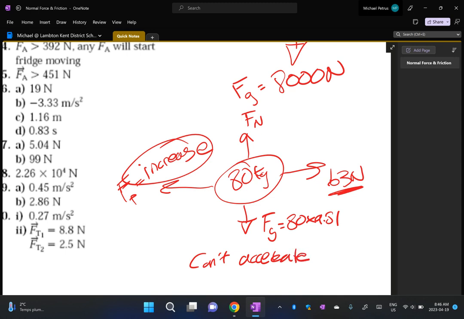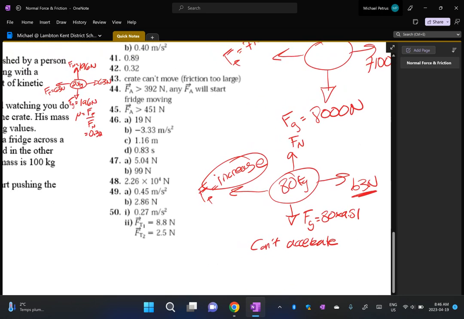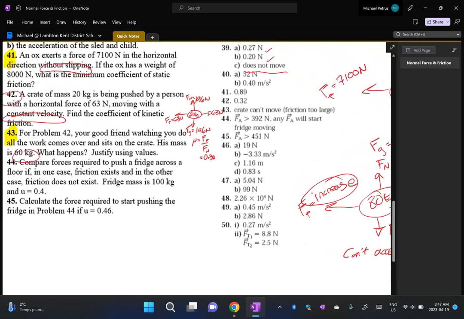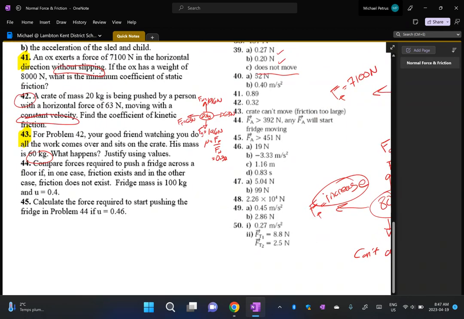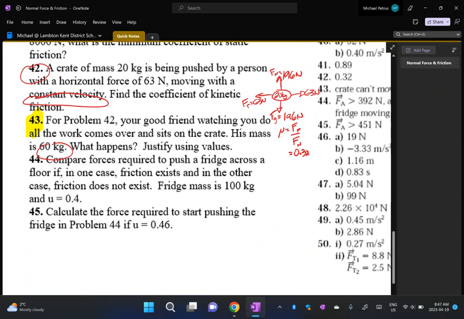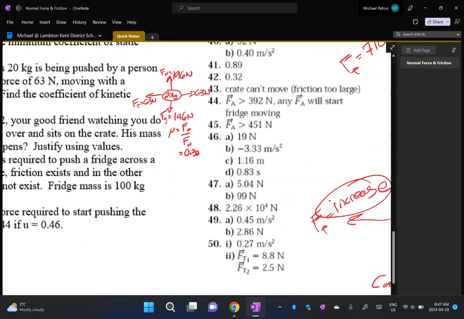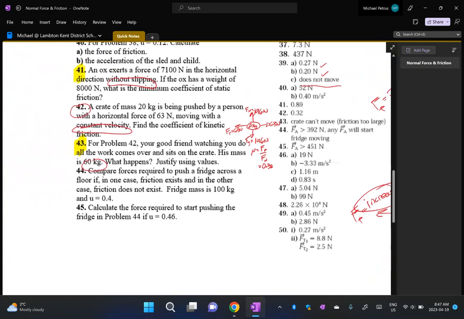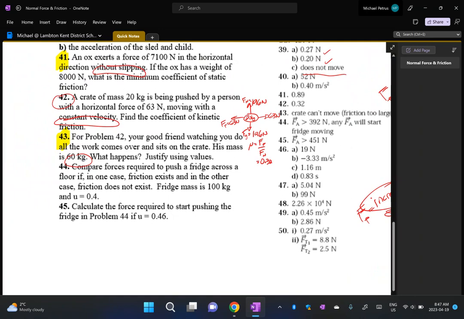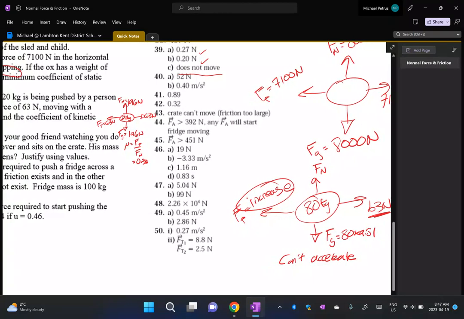Now, if it was already moving, then this unbalanced force would cause it to slow down and come to a stop eventually. But since it's not moving to begin with, or we could assume that it's not moving because it doesn't give us any initial velocity, then we'll say that it can't move, I guess. Actually, there's two possible answers there. You could say the friction's too large, so you can't move it, or if it's moving, it's going to slow down and come to a stop, just to give a little extra from what the answer says. So let's move on from that one.